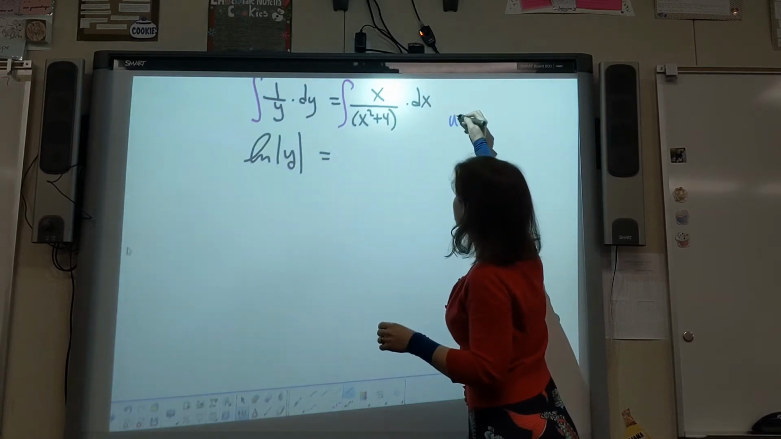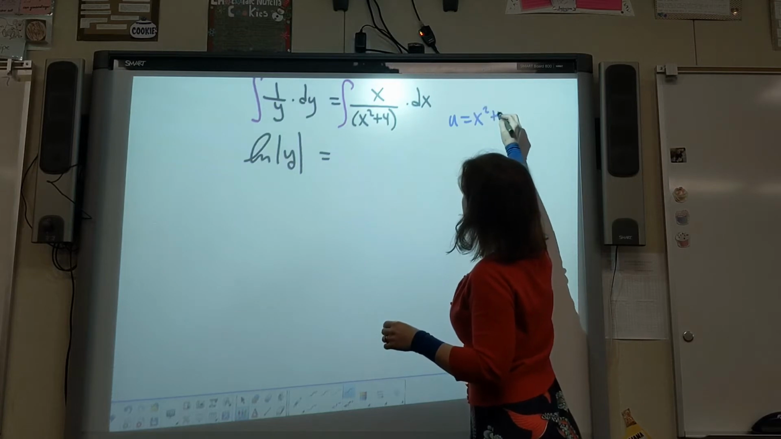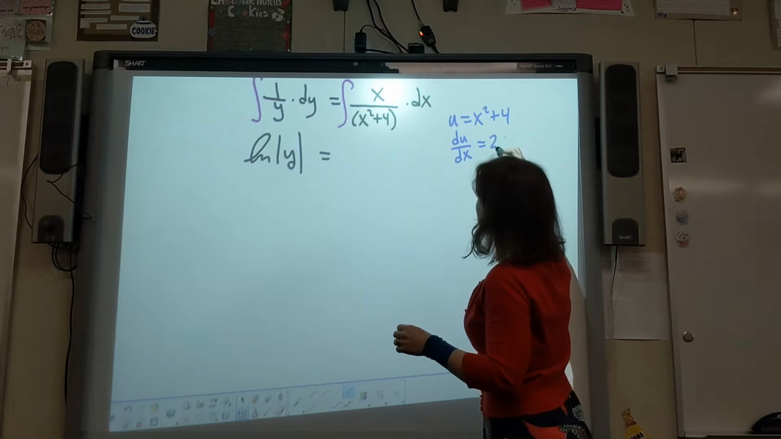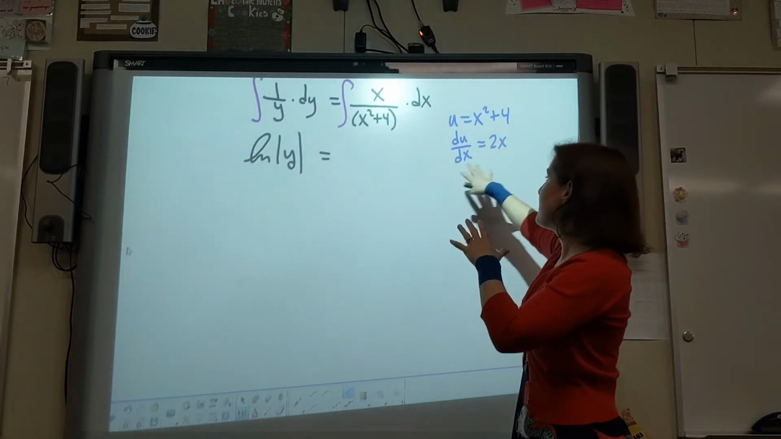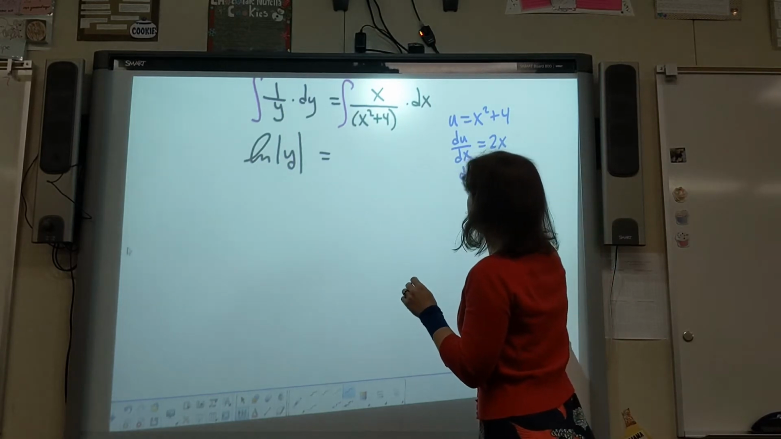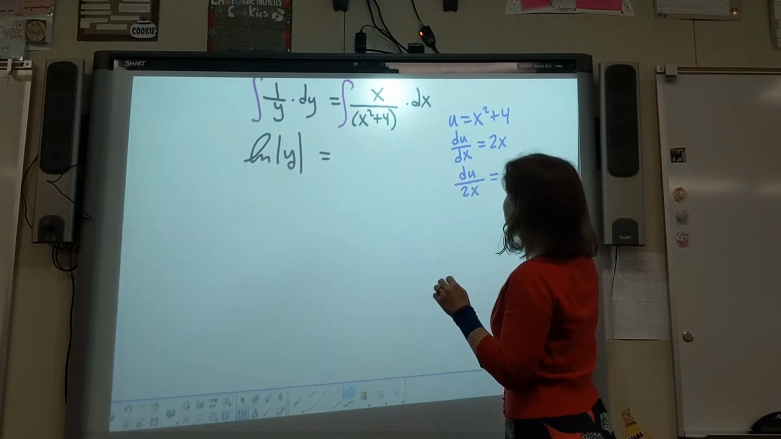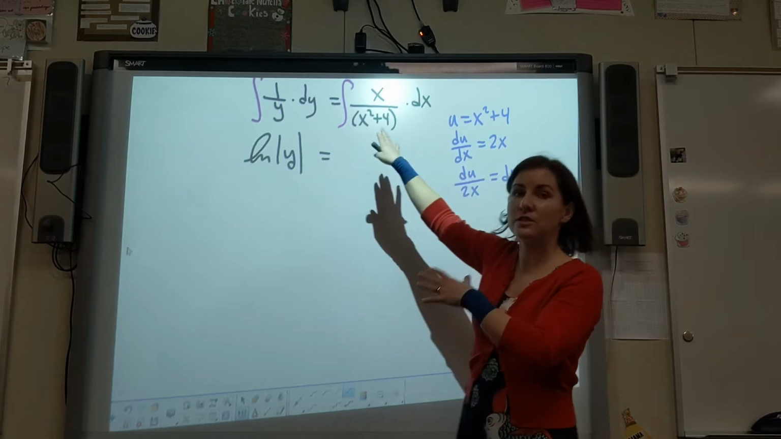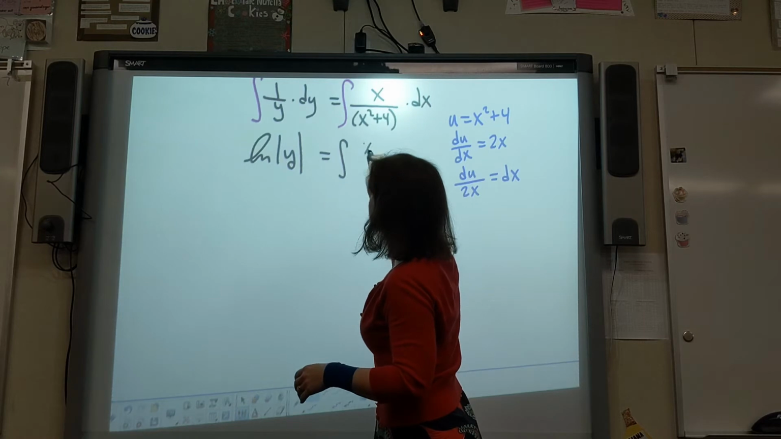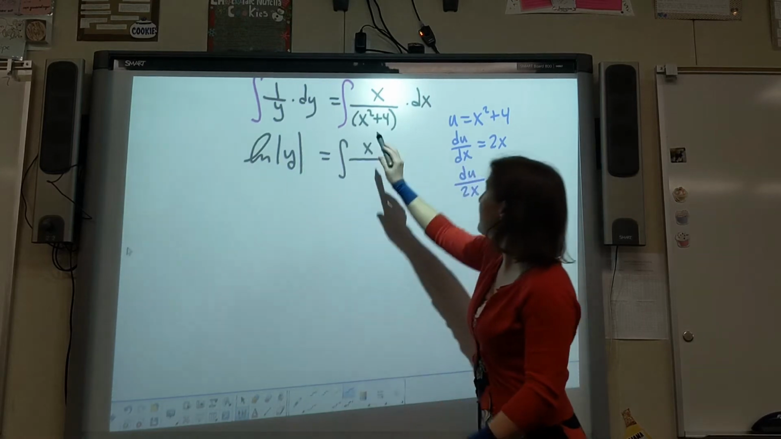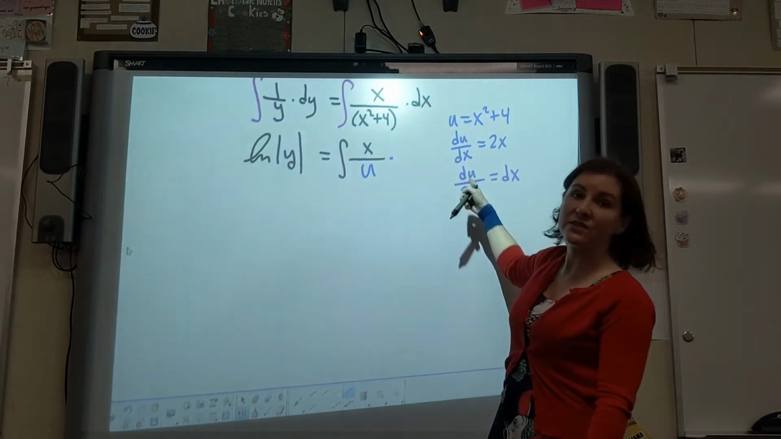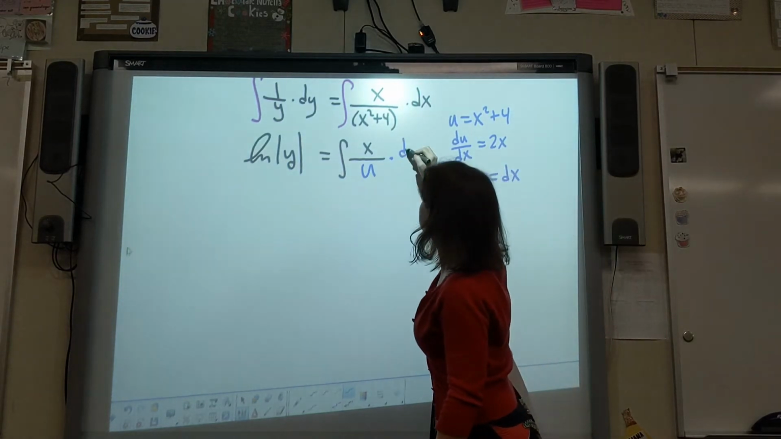So I'm going to let u be x squared plus 4, so that the derivative of u with respect to x is 2x. And then I will divide by 2x, multiply by dx, to get dx alone. We've got du divided by 2x is dx. So now I can substitute in. We are integrating, I've got x over, and instead of x squared plus 4, I've got u. And then instead of dx, I have du over 2x.